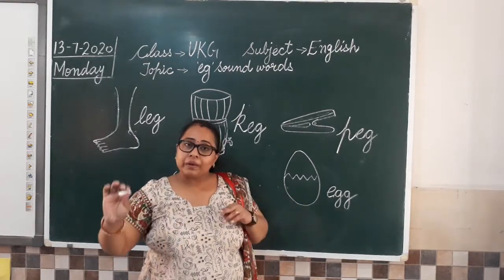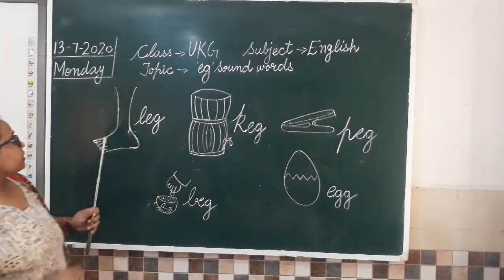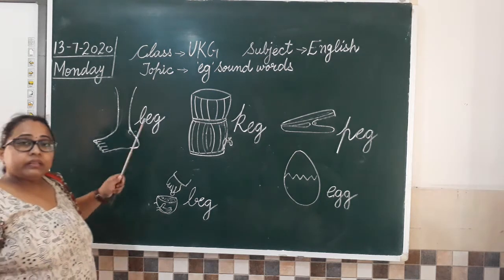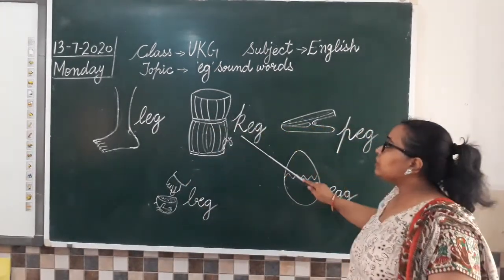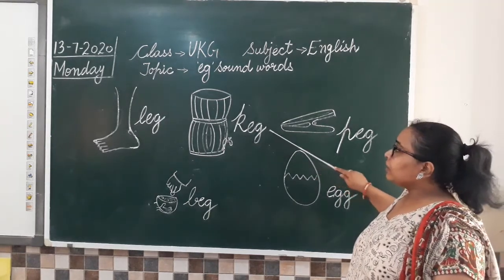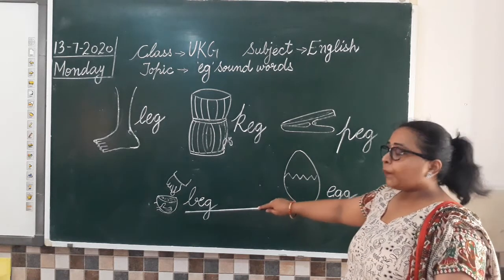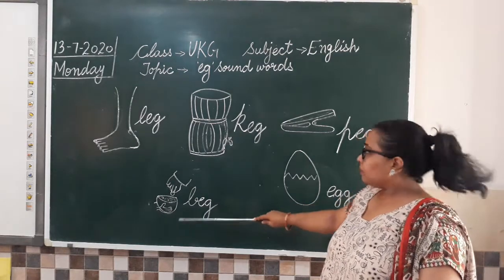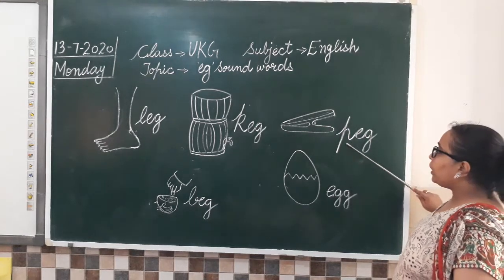तो ग थोड़ा लंबा जा रहा है, so that is egg. So let's revise once again. L, egg, leg. The other one is k, egg, keg. B, egg, beg. B, egg, bed. P, egg, peg.